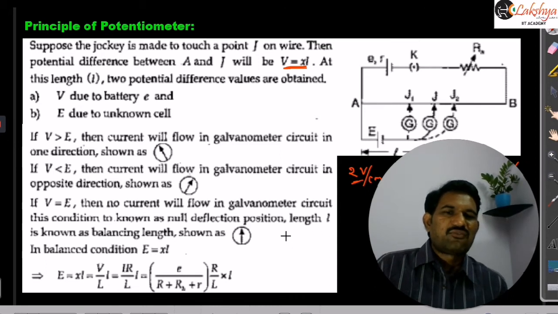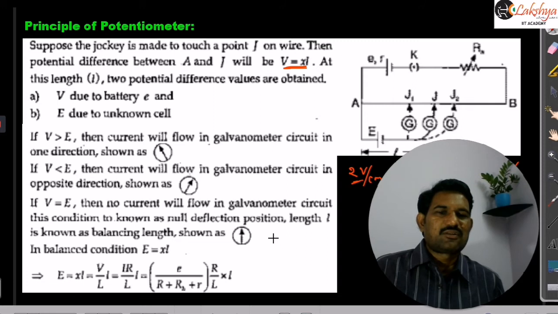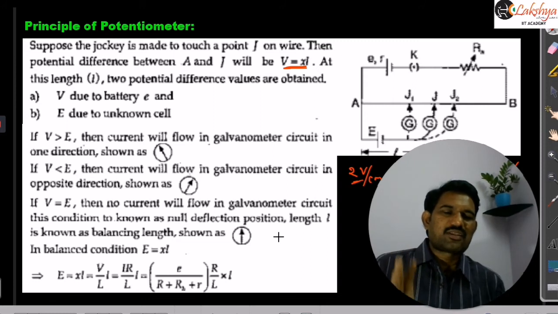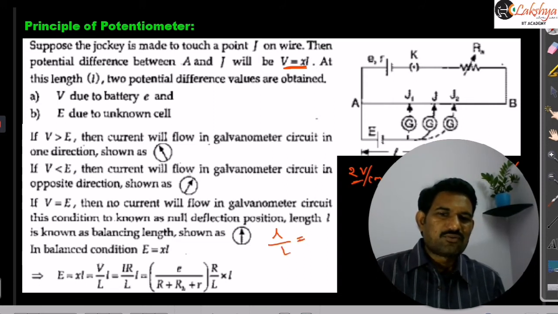If the potentiometer length is increased by keeping all the parameters constant, that means only the length of the potentiometer wire is increased, keeping all the parameters including the cell in the primary circuit, the cell in the secondary circuit and all the resistors constant, then what we can write is this small l by capital L will be a constant value. This ratio will be a constant value.